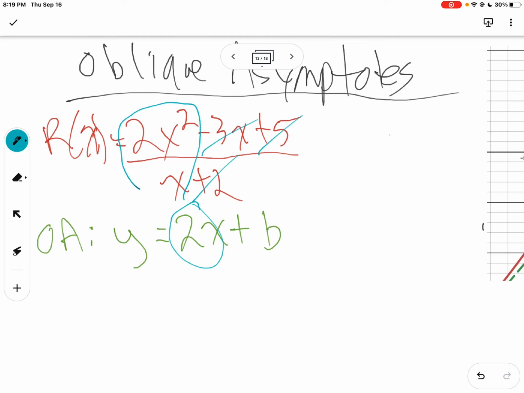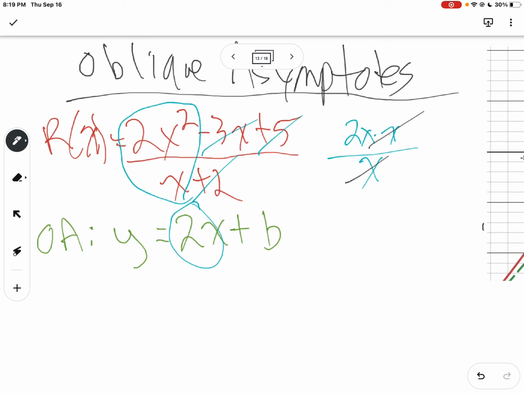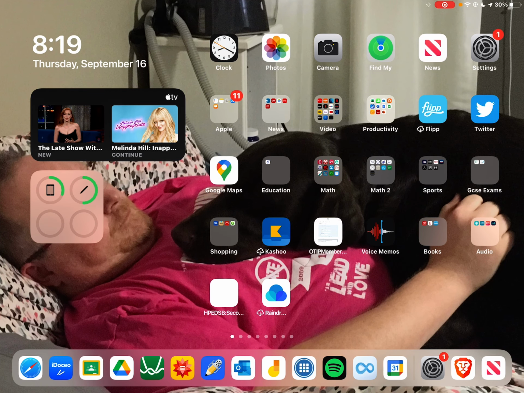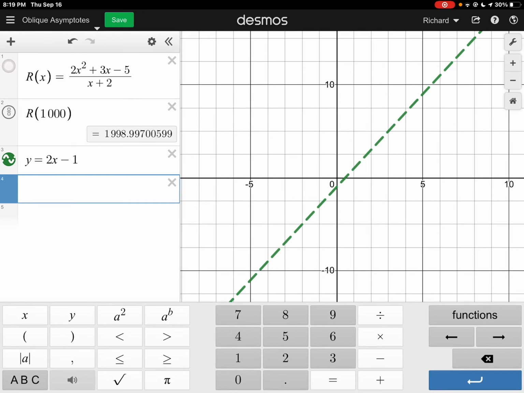Well, what are we left with globally? Globally, we're left with 2x squared divided by x, which is 2 times x times x divided by x, so 2 times x. So it looks like the oblique asymptote is at 2x globally. Remember, that's end behavior. So I'm going to go back and show you that it is 2x in terms of the end behavior. For example, I'm just going to turn those off. Oh, there's a straight line 2x minus 1. Now I'm just going to type in the straight line y equals 2x.